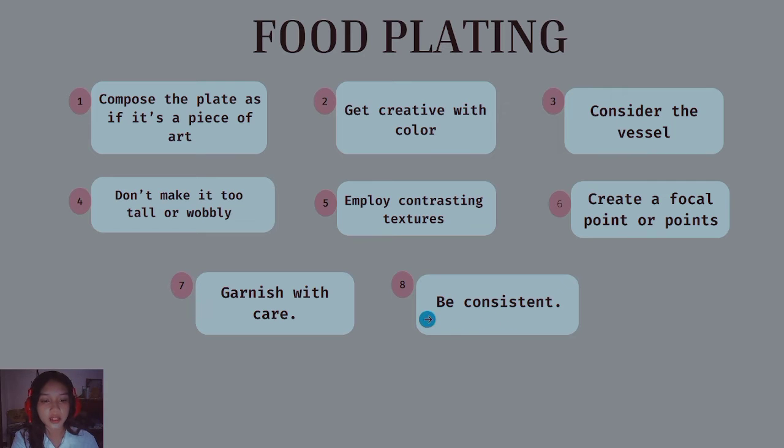And the last one is be consistent. When creating a style of plating a dish, a chef might experiment with a composition. However, once he or she has settled on a style of plating, it's important to be consistent in composing the dish in the same style from then on. Not only does this act as branding for the dish, but if someone loves it and orders it again, they'll be looking forward to the presentation they loved last time.